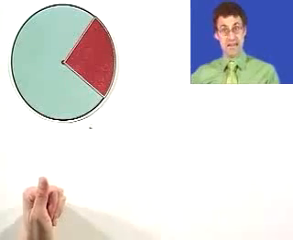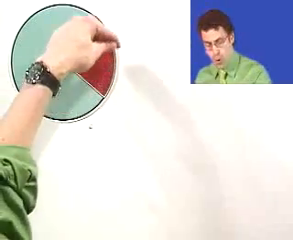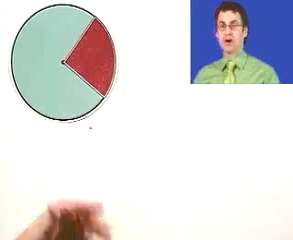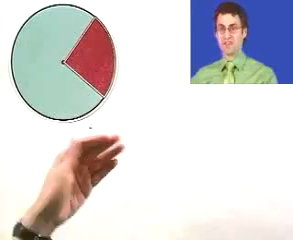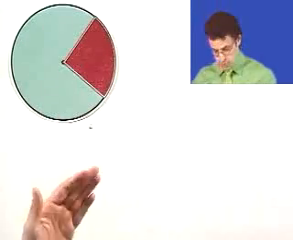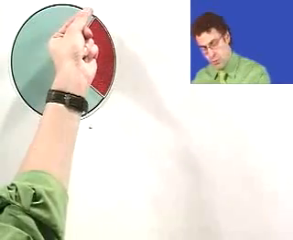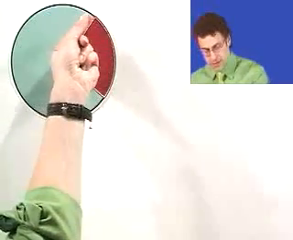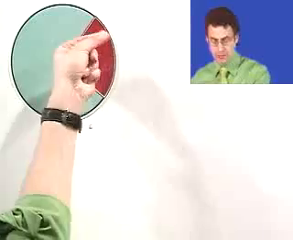Let's think about arc length now. We know that if we go once around the circle, the arc length of that is exactly the circumference, which we know is 2 pi r. So if you want to figure out the arc length of just a part of that, then you have to find the appropriate fraction.